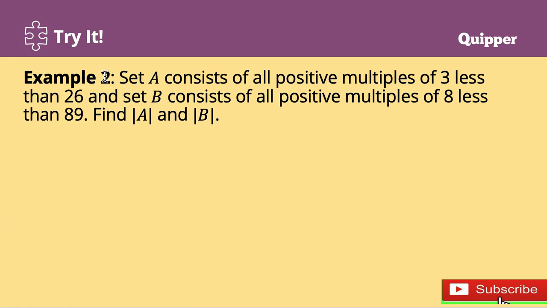Example number 2. Set A consists of all positive multiples of 3 less than 26, and set B consists of all positive multiples of 8 less than 89. Find the cardinality of set A and the cardinality of set B.